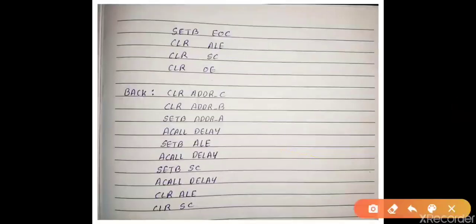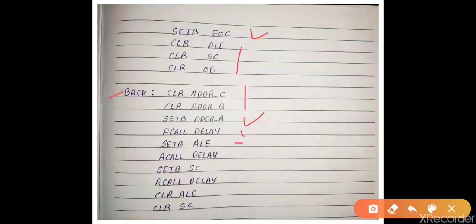The next part is, first we'll set EOC, meaning that EOC will give a high to low pulse when conversion is done. Next we'll clear ALE, SC and OE. Again we'll consider this loop. In the back loop, first we'll clear address B and C and we'll set address A, meaning that IN1, that is channel 1, is selected. Then we'll call some short delay.